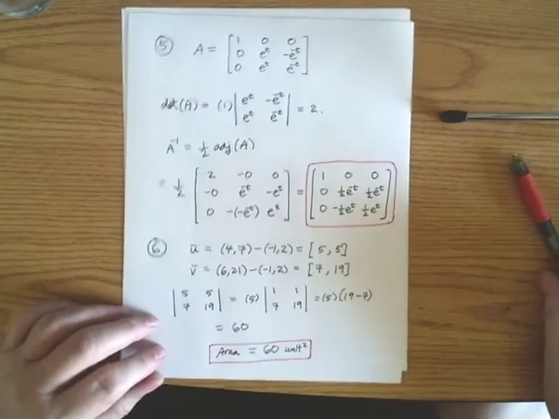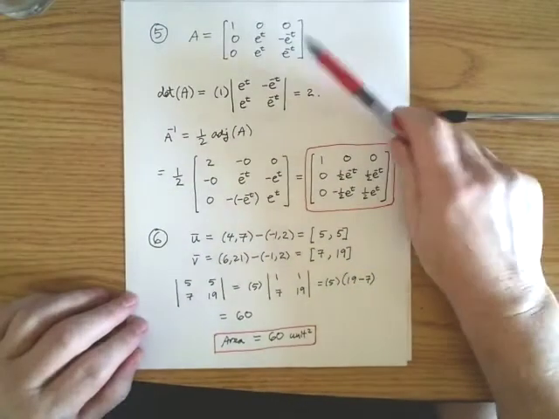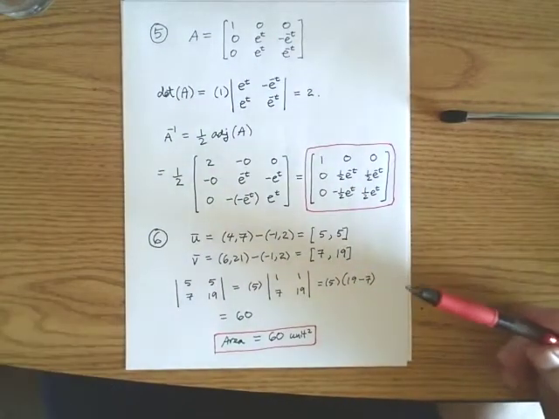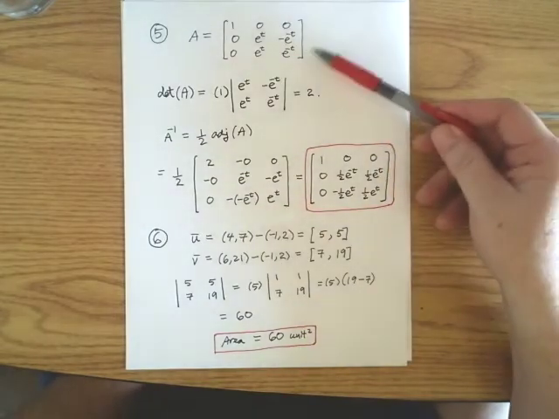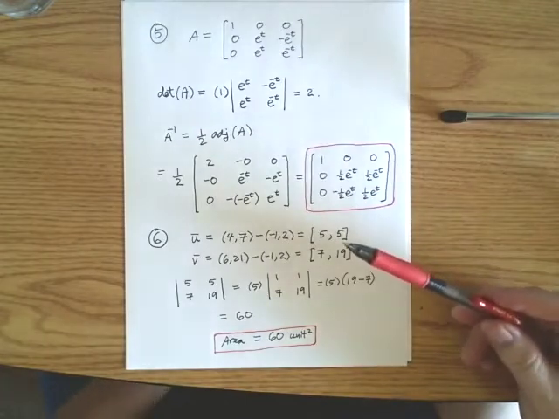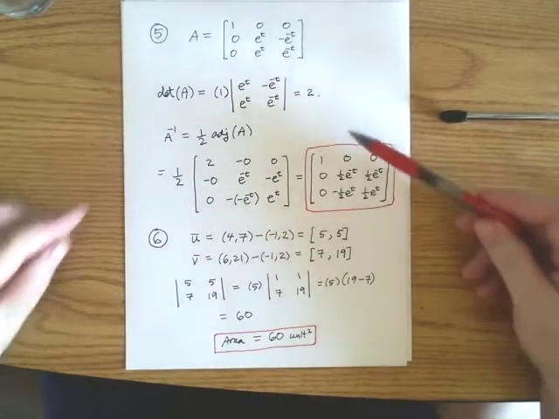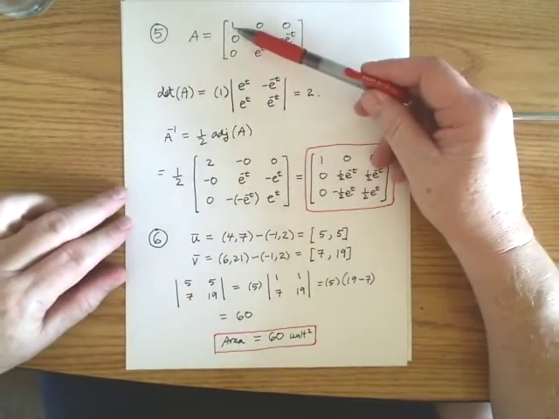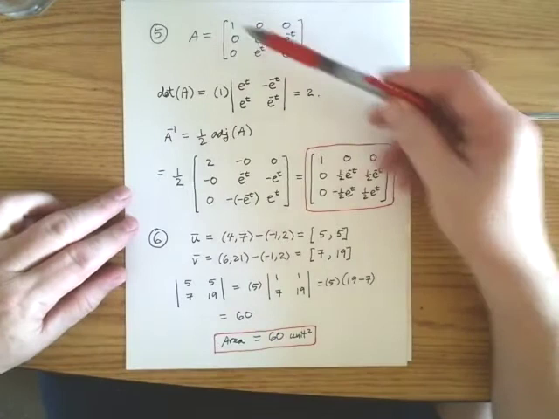Number 5, I asked you to use the adjugate to find the inverse of this particular matrix. Notice I was somewhat benevolent. This is actually a pretty easy matrix here, and hopefully in the end you notice something about the inverse. First thing you wanted to do was find the determinant of A, right? Now that's easy to do.